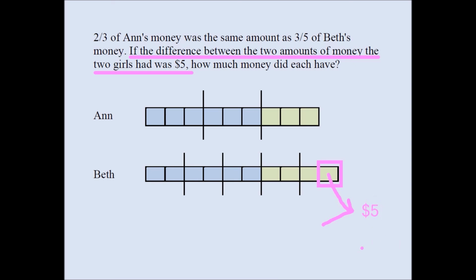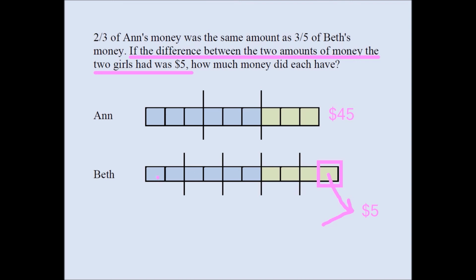Now, we're almost done. The question says, how much money did Anne have altogether? Anne's money is represented by 9 congruent rectangles, and each rectangle is worth $5. So we multiply 9 by 5 to get $45. So Anne had $45 originally.